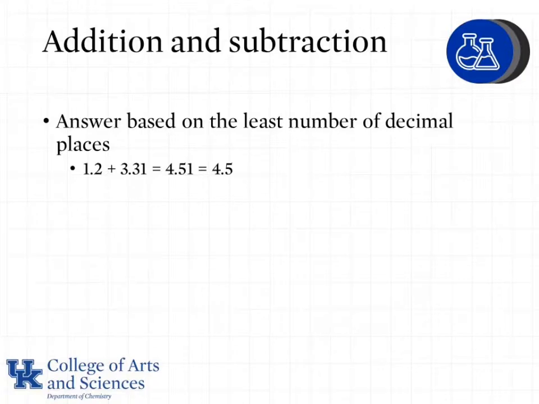So let's look at addition and subtraction first. The answer will always be based on the least number of decimal places. So if we're adding the numbers 1.2 plus 3.31, our calculator answer would give us 4.51.